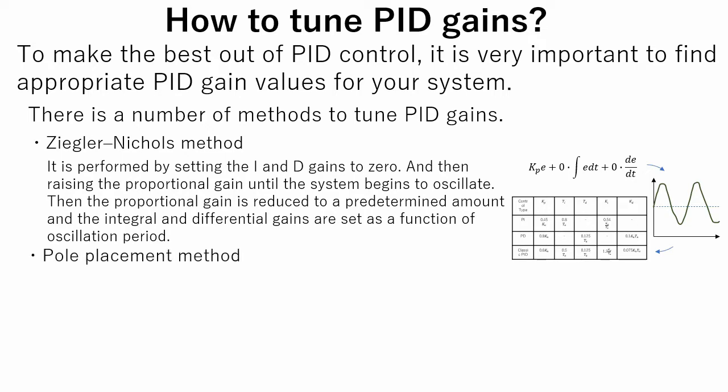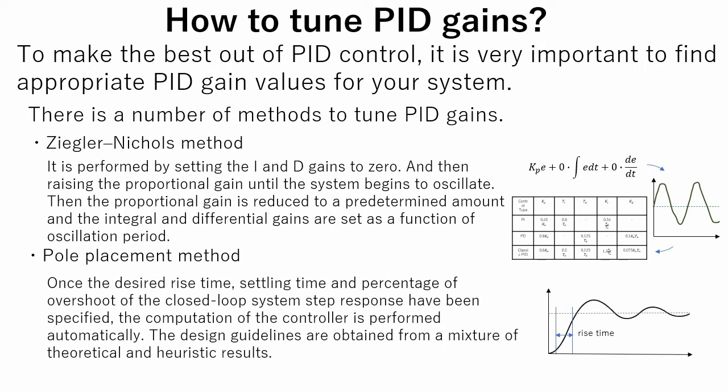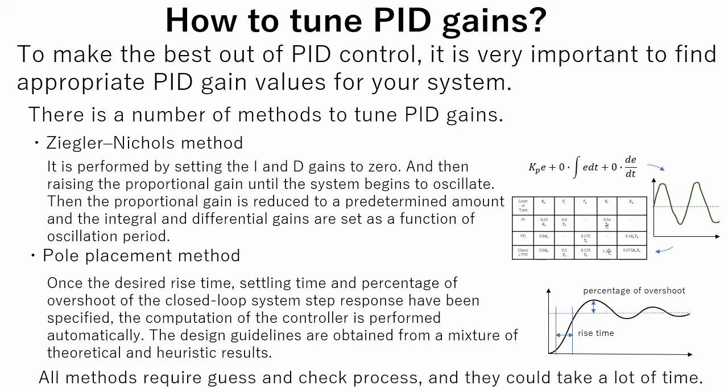The second is the pole placement method. Once the desired rise time, settling time and percentage of overshoot of the closed-loop system step response have been specified, the computation of the controller is performed automatically. The design guidelines are obtained from a mixture of theoretical and heuristic results. Generally, all methods require a guess and check process or modeling and computation, and it could take a lot of time.